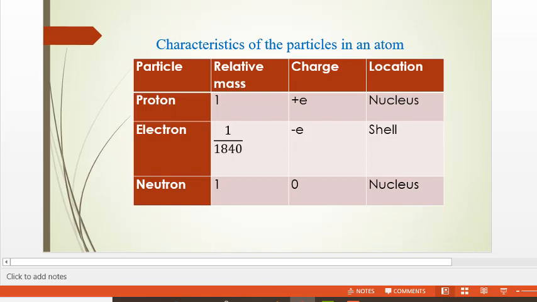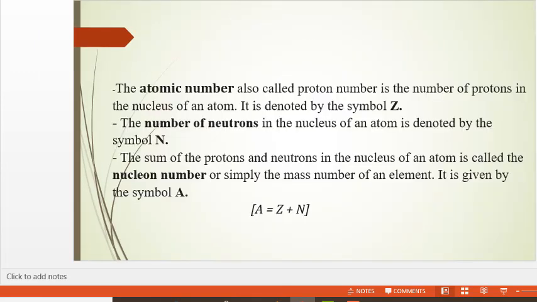Okay, so we move a step further to look at atomic number. Remember, there was a point where we said we shall look at terms associated with the nuclide of an atom. We have not yet come to the nuclide, but first of all, let us look at these terms. The atomic number of an element, as we see it even on the periodic table, which is also called the proton number, is the number of protons in the nucleus of an atom. It is denoted by the letter Z.